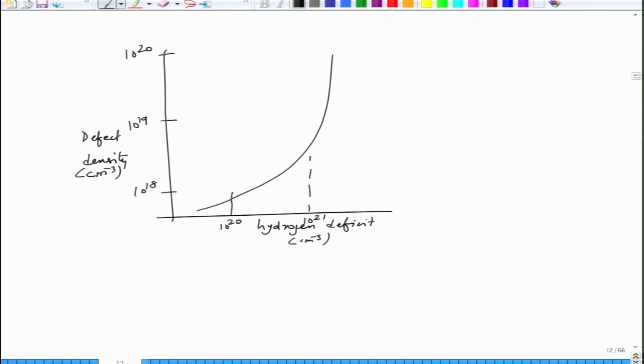So, this is on a logarithmic scale. For one order of magnitude, there is a huge increase in the defect density if you have less hydrogen in the system. So, this is what hydrogen passivation does.